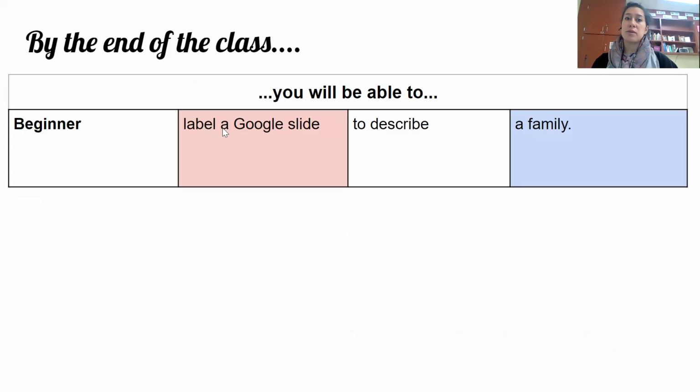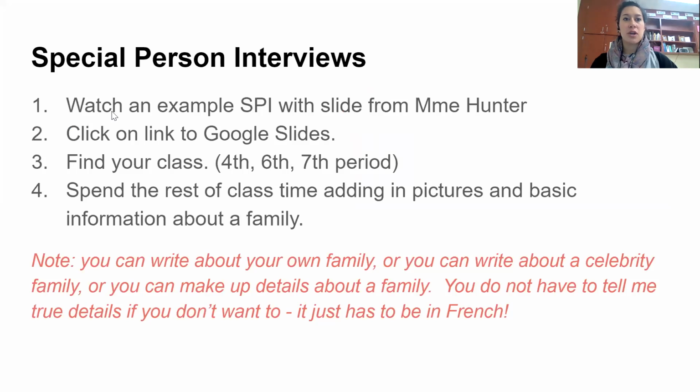So by the end of class, you'll be able to label a Google slide, or you may choose more than one Google slide to describe a family. So watch this example. I'm going to show you where to go, how to access them. You click on the link, choose your own slide to work on, find your class, and then you spend the rest of this time adding in pictures and basic information about a family.